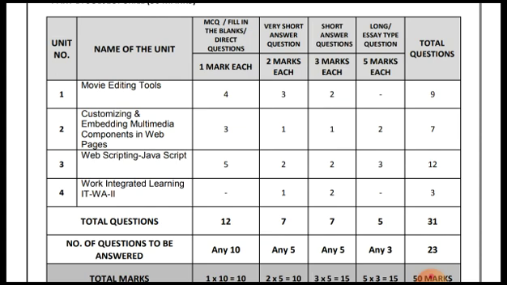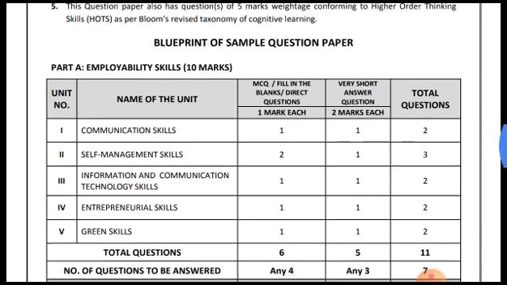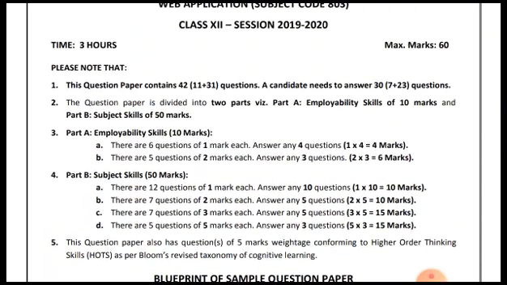I'm doing this because, as you can see here, this was your course structure for web scripting. Now let us discuss the blueprint of the sample question paper also. First of all, let us discuss the employability skills. It is of 10 marks, and there will be 11 questions. First, there are 6 questions of 1 mark each, which are totally objective type, and you have to answer any 4 of them. So 1 into 4, means 4 marks for these 4 objective type questions. Then there will be 5 questions of 2 marks each, which will be a little more descriptive.